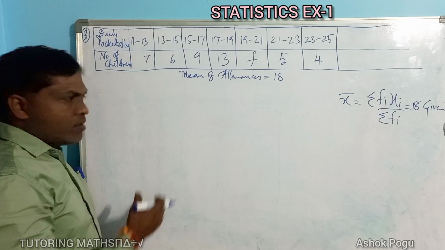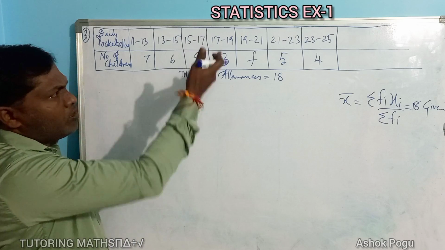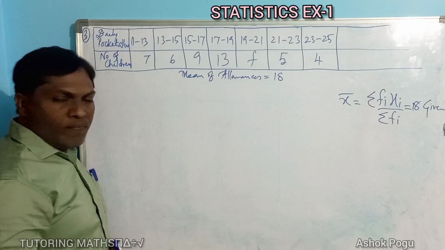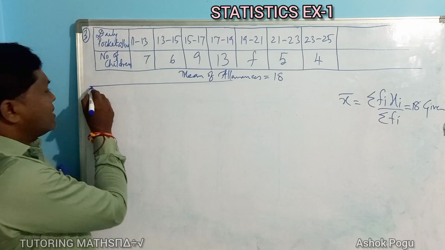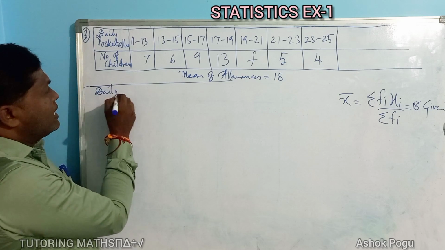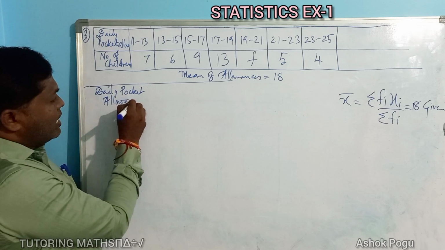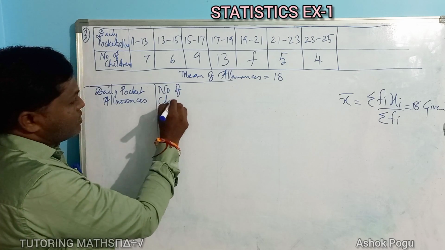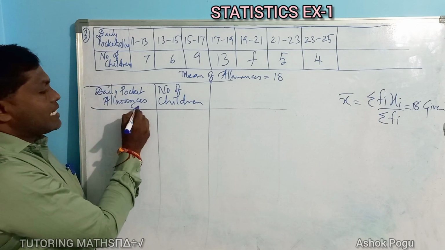Now let's find it. First of all, classify this data, prepare the table, arrange all the values in tabular form, and follow the formula. Then we get the missing frequency. You know that we have already discussed these model questions. The first column is daily pocket allowances, and secondly, the number of children, and you know that the first is also called the class interval.